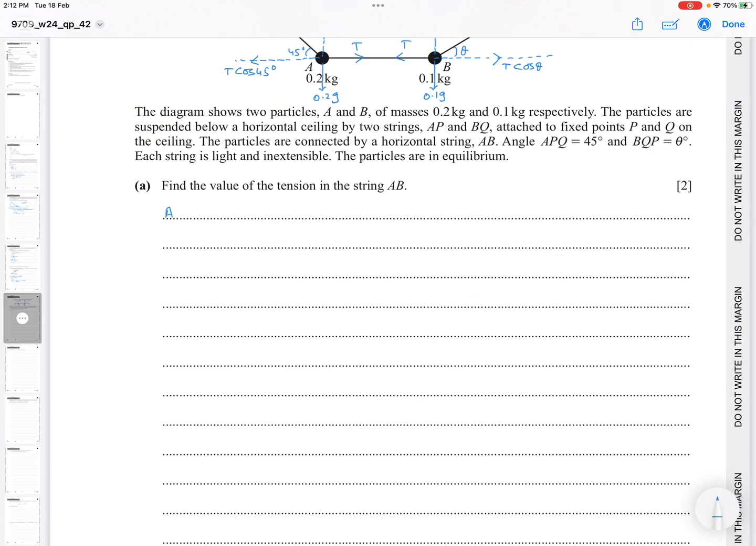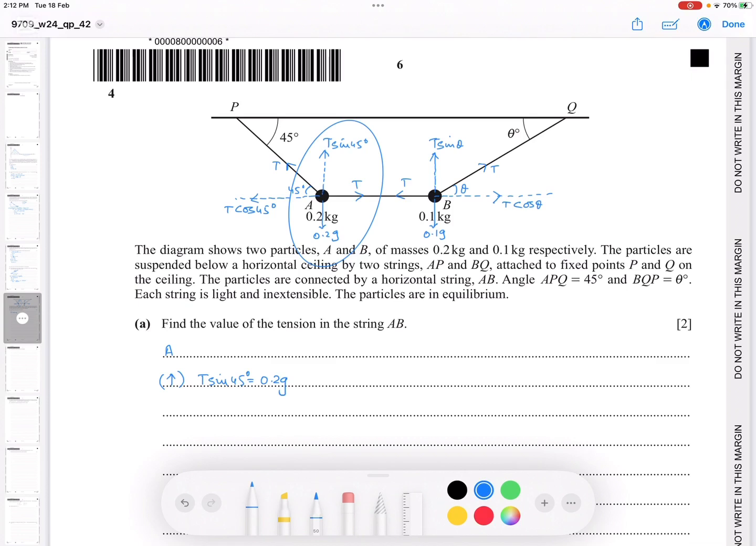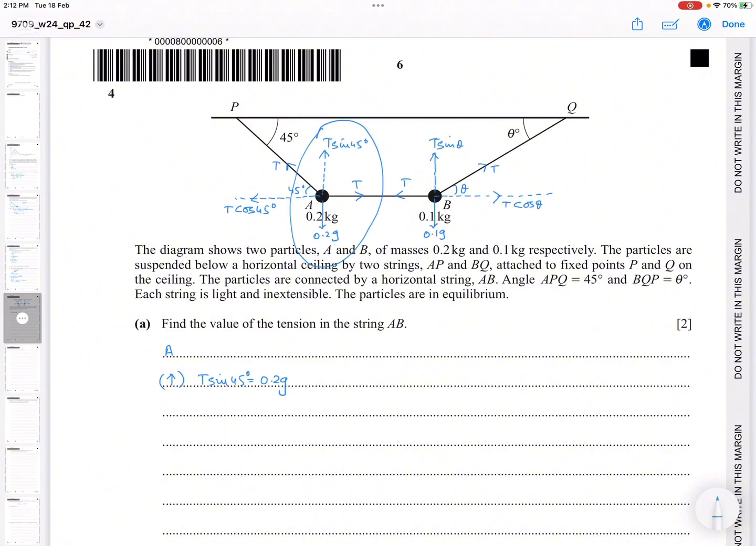So if I solve forces vertically, I can write T sine 45 degrees is equal to 0.2 g. You can see from the diagram T sine 45 here, this part, and the opposite is 0.2 g. So I equate them, and this is T times sine 45, which is 1 over root 2, is equal to 0.2 times 10. So my T equals 2 root 2.